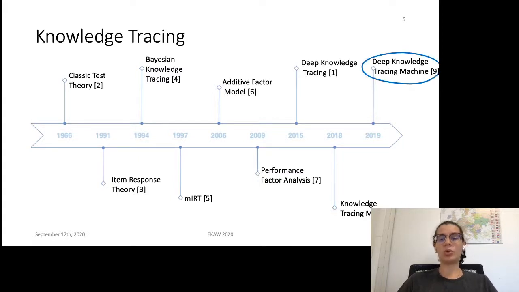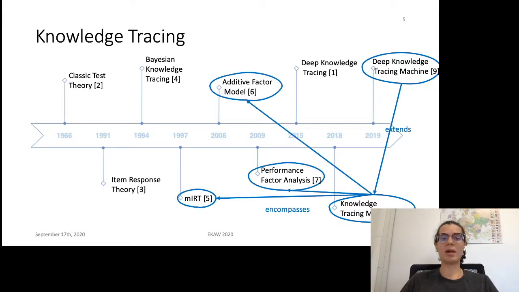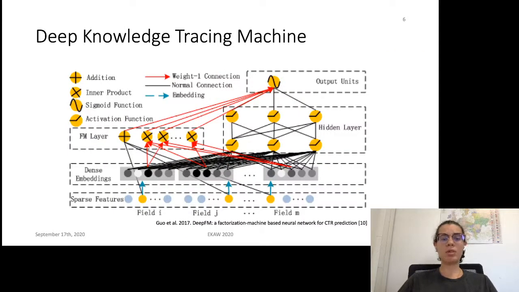For our work, we decided to use one of the most recent approaches, the deep knowledge tracing machines. This model extends the previous knowledge tracing machine architecture by adding a deep component. We chose this model because of its flexibility. Indeed, it encompasses, as special cases, several less recent models, while allowing us to experiment with novel and heterogeneous sets of features. A deep knowledge tracing machine is basically a neural network composed of two components: a factorization machine on the left of the picture, used to model pairwise interaction among features, and a deep neural network on the right to identify higher degree interaction.